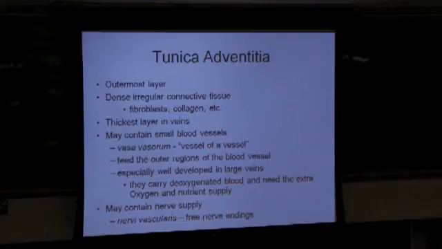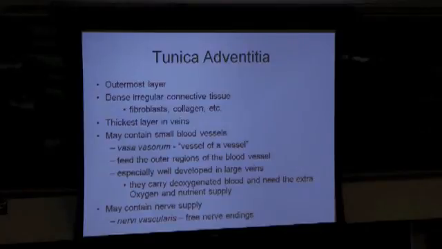Now, this is the layer that is thickest in veins. So arteries don't really have a very thick tunica adventitia. It's still there, but it's relatively thin compared to everything else in that artery, especially the tunica media. Whereas in veins, this is the thickest layer. Why? It gives it some structure. Okay? So this is the part that really gives the vein their structure. Okay? Basically forms the wall of that particular vessel.